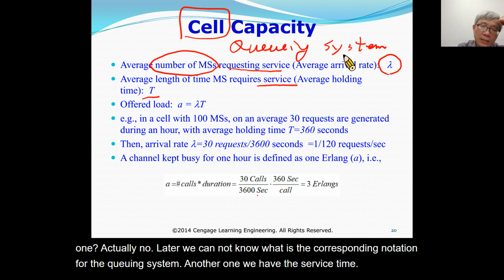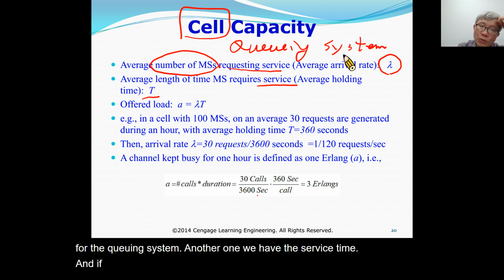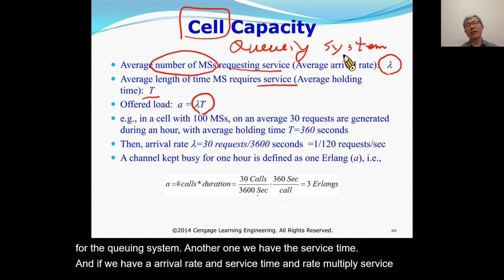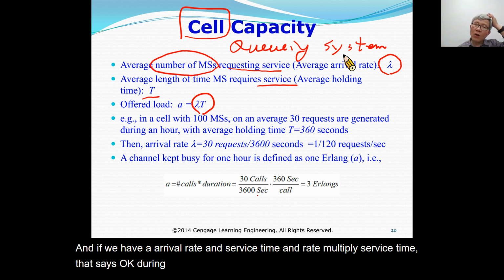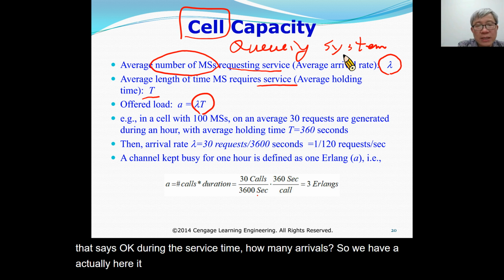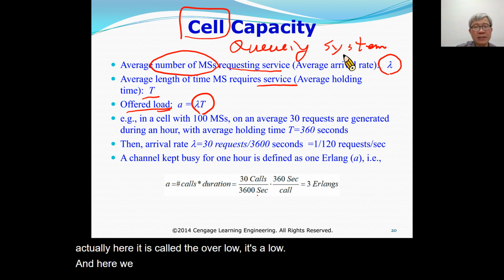If we have arrival rate and service time, and we multiply rate by service time, that says, during the service time, how many arrivals? So we have A. A here is called the overload. It's a load. And here we have an example.